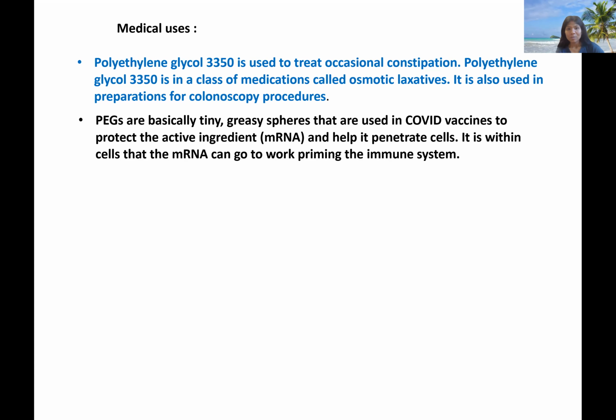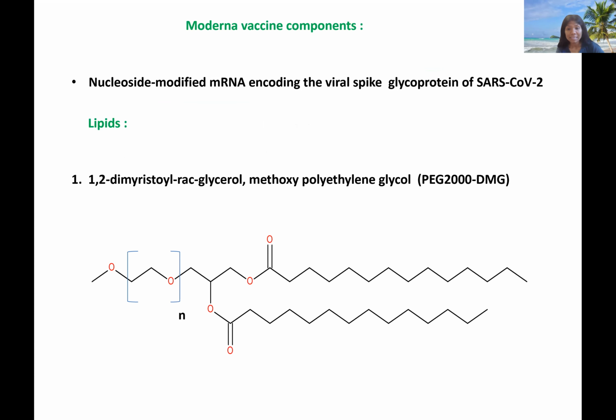Okay, so please do remember that the PEG has also been used in Pfizer, but that was a different one. This analog is a different one. They are almost similar, but they are not exactly similar. So some people may be allergic to Pfizer, but they may not be allergic to Moderna. The reverse may also happen: some people may be allergic to Moderna, but not allergic to Pfizer.